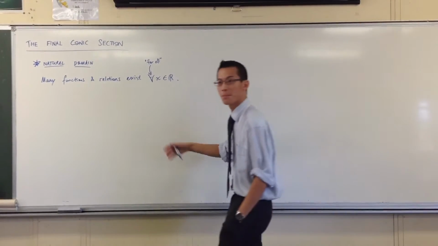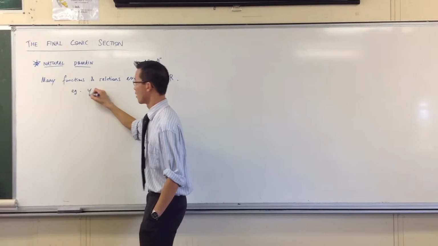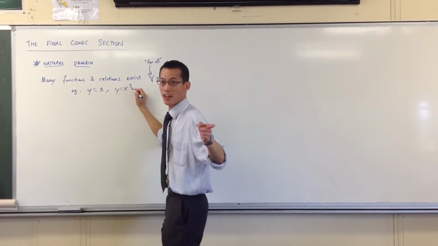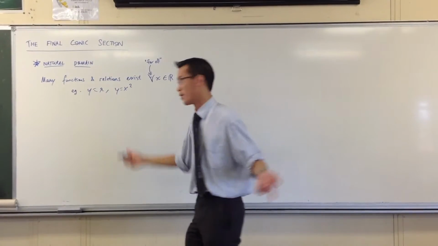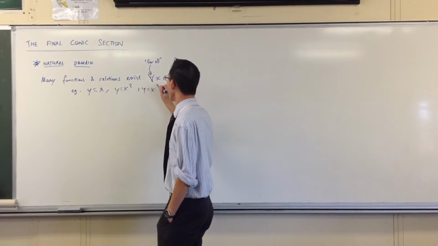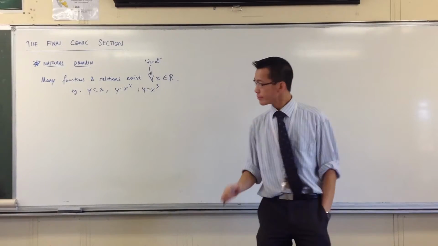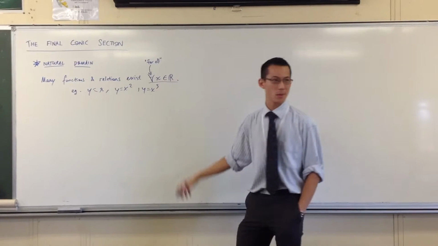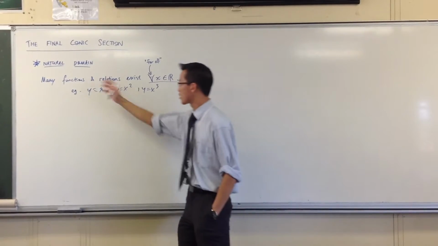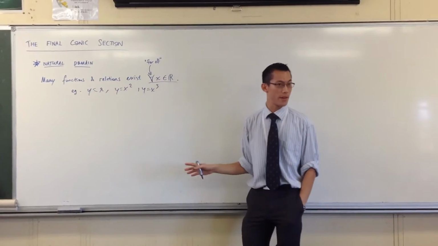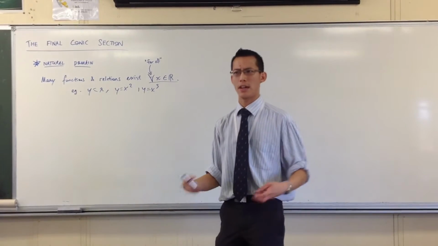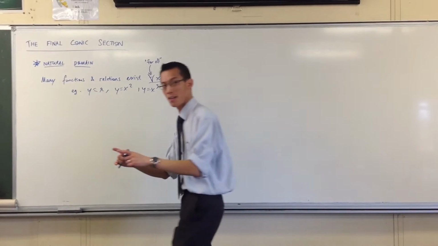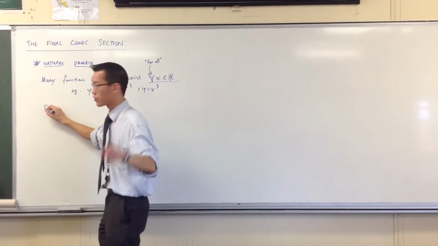Give me an example. y equals x. y equals x squared. I think I heard another one: y equals x cubed. You could go on for a while, couldn't you? But they don't all, do they? Sometimes a function or relation does not exist for all the values of x, and we give it a name. We say it doesn't exist there, so it has a restriction. We have a domain restriction.